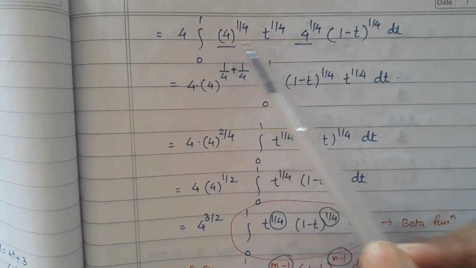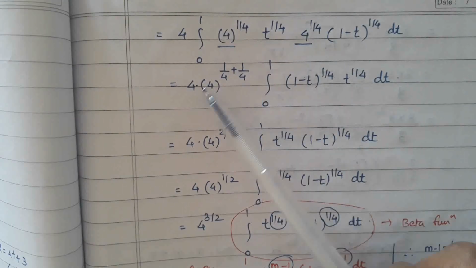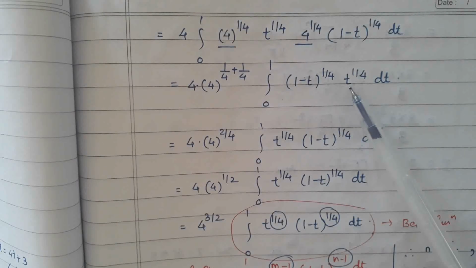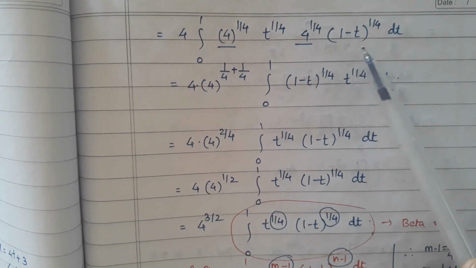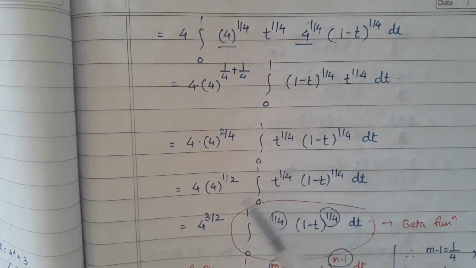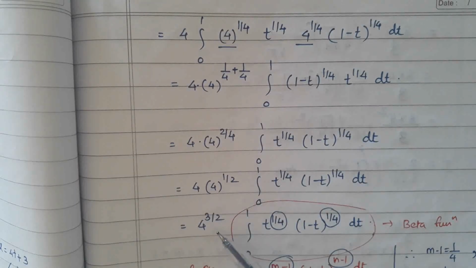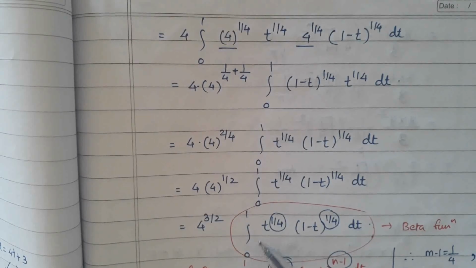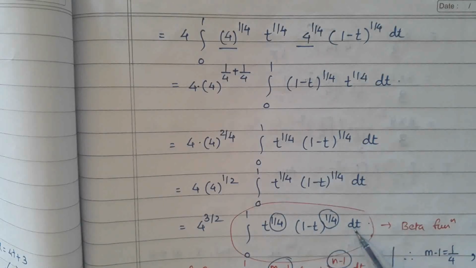Let us add all the powers of 4. The limits are 0 to 1. Inside the integral, the function t^(1/4) (1 - t)^(1/4) dt occurs. By adding the powers of 4, this becomes 4^(3/2) times the integral from 0 to 1 of t^(1/4) (1 - t)^(1/4) dt.